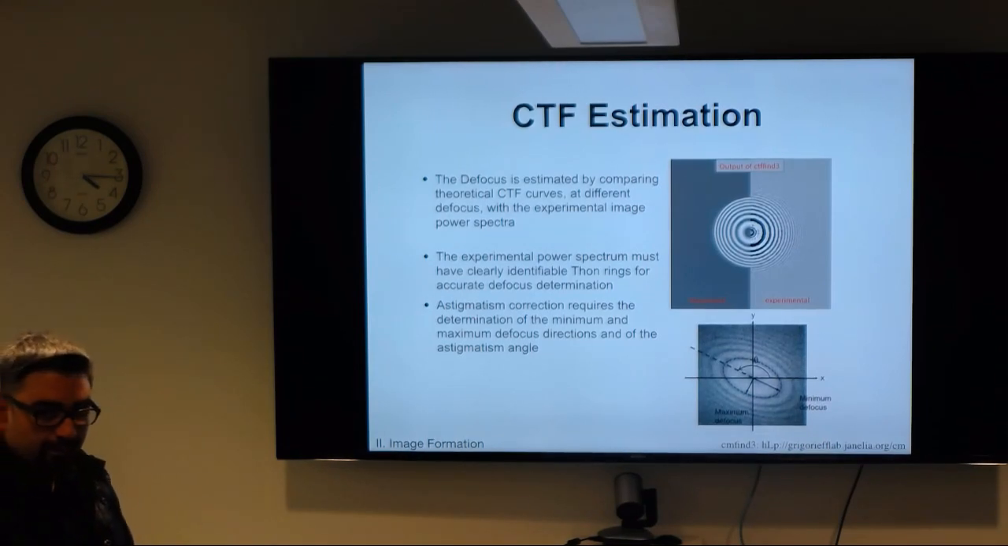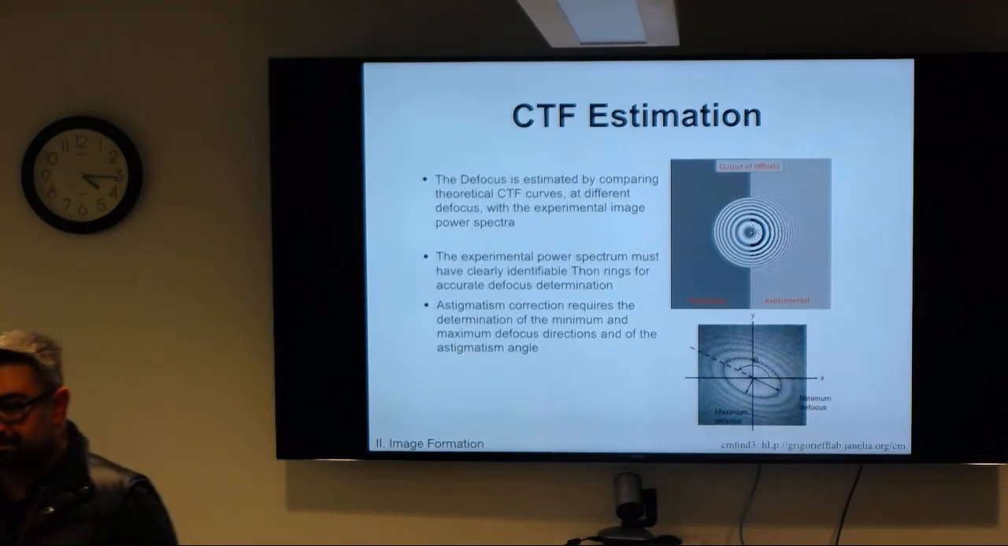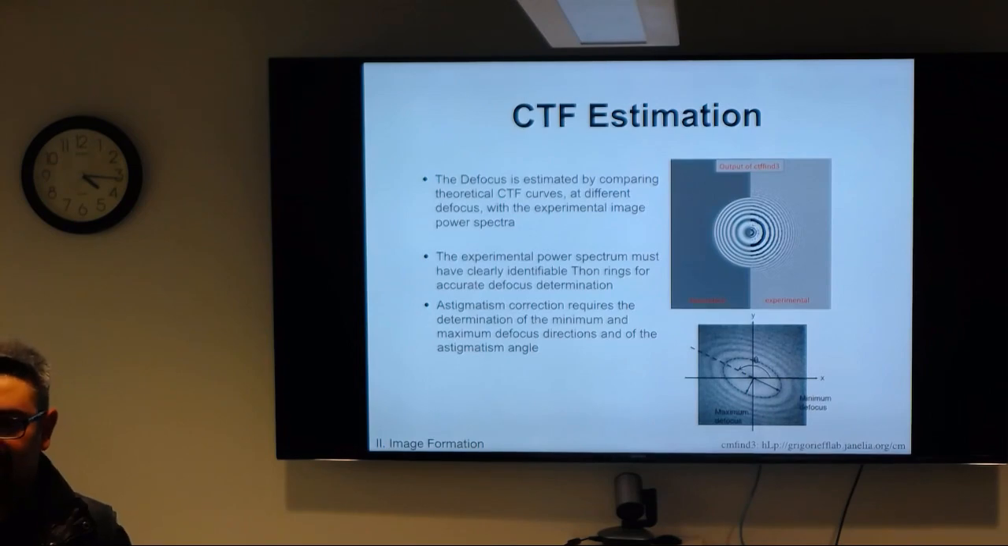I have two questions. If you do per image CTF correction, why do you need to collect images at different defocus values, like you were saying earlier? Yeah, CTF estimation is just, again, trying to figure out what the CTF is for that particular image. You don't recover information that's not there by doing CTF estimation.